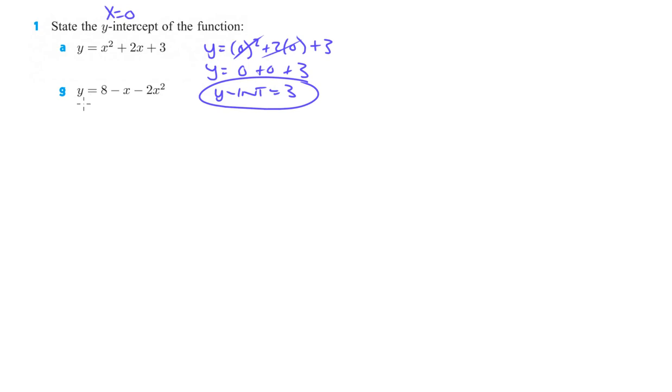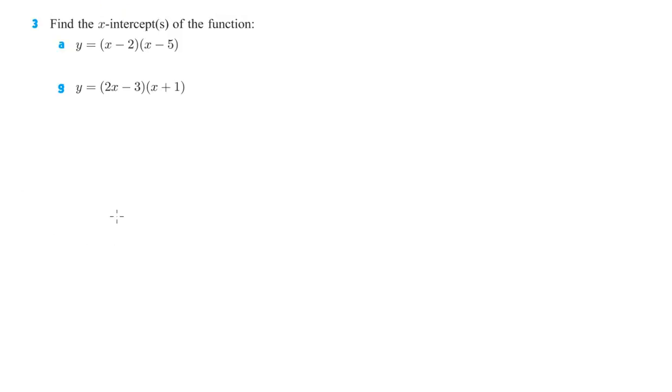Okay, same thing for this. Plug in 0 for the x's, so we get y equals 8 minus 0 minus 2 times 0 squared, right? That's a 2 right there, not an 8. Just my pen messed up there. So that's 0, so we just get that the y-intercept is 8. Okay? All right, taking a look, number 3, find the x-intercepts of the function.